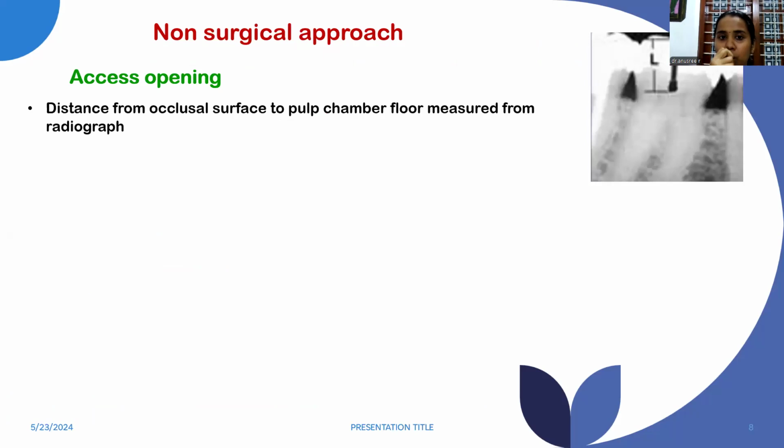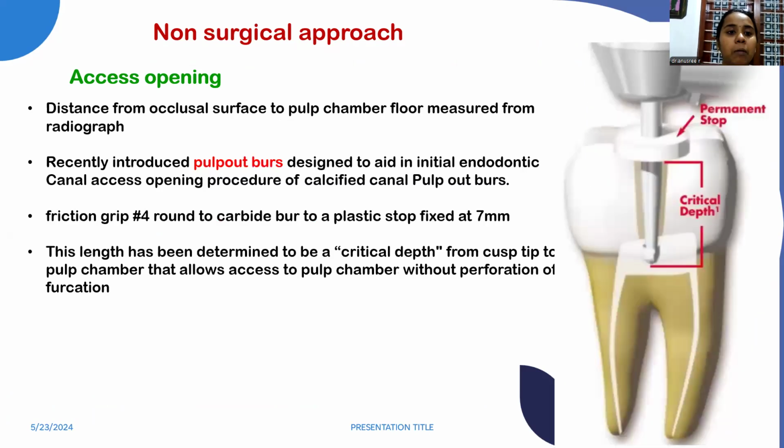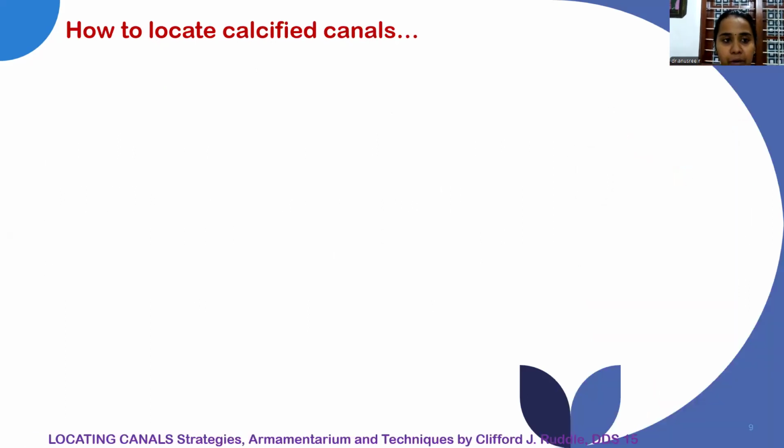First, we will discuss the non-surgical approach. Before access opening, the distance from the occlusal surface to the pulp chamber can be measured from the radiograph. And we have something called pulp out burs. These are friction grip burs with a round carbide bur and a plastic stopper fixed at 7 mm from the tip. This length has been determined to be a critical depth from the cusp to the pulp chamber that allows access to the pulp chamber without perforation of the furcation area.